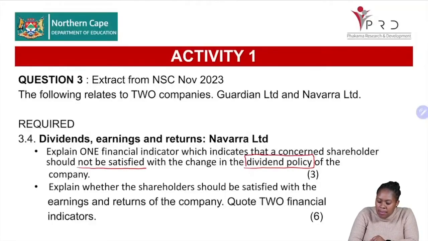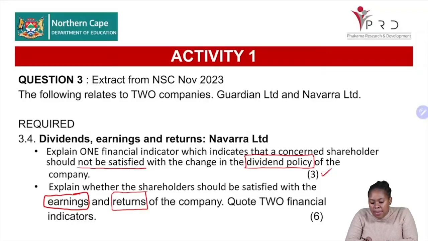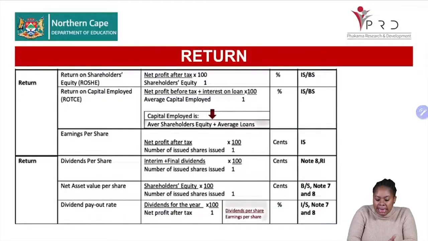So what are they talking about here? Dividend policy. All right. Then they are giving you 3 marks for that. And then they say, explain whether the shareholders should be satisfied with the earnings and the returns of the company. So it means that this particular question requires a couple of financial indicators from this group. All right.